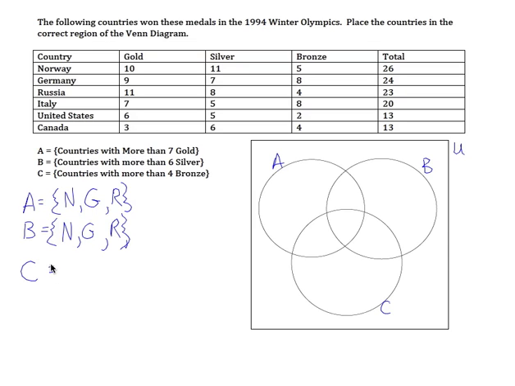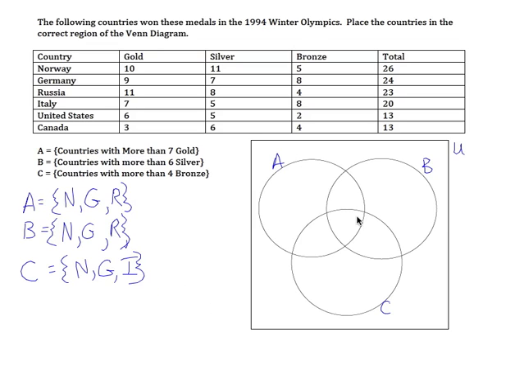And lastly, set C. This is going to be countries with more than 4 bronze. So again, Norway is there. Germany is there. Russia has 4, that's not more than 4. Italy has 8, so they're more than 4. The US has 2, nope. And Canada is 4, that is not more than 4. So we have N, G, and I.